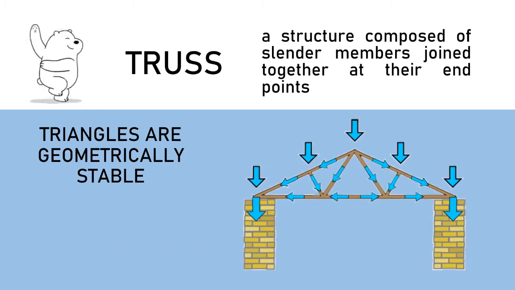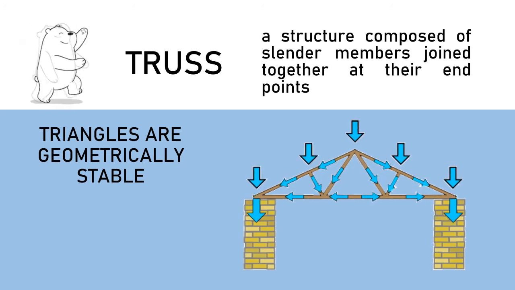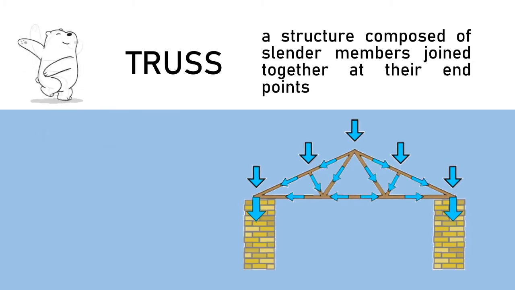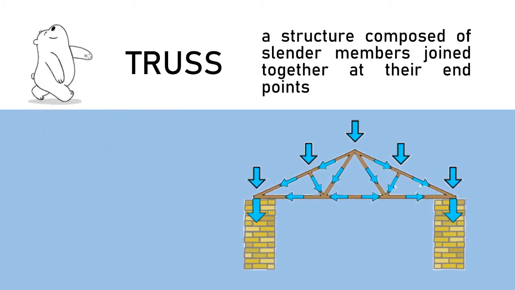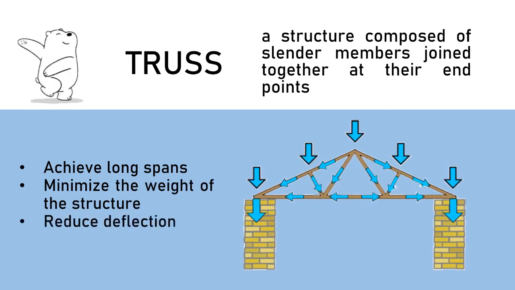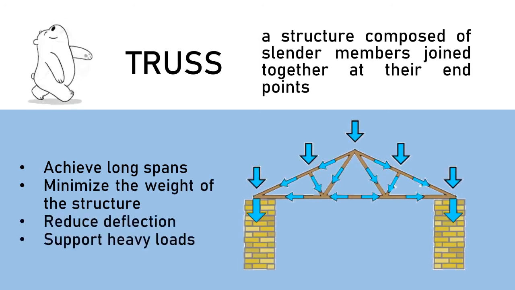So as said, trusses consist of triangular units constructed with straight members. The ends of these members are connected at joints known as nodes. They are able to carry significant loads, transferring them to supporting structures such as load-bearing beams, walls, or the ground. In general, trusses are used to achieve long spans, minimize the weight of a structure, reduce deflection, and support heavy loads.